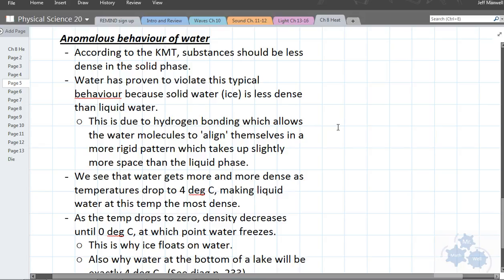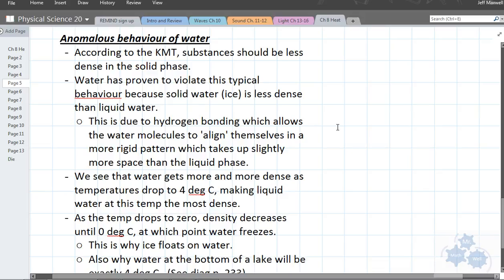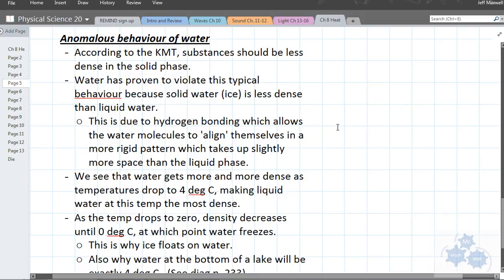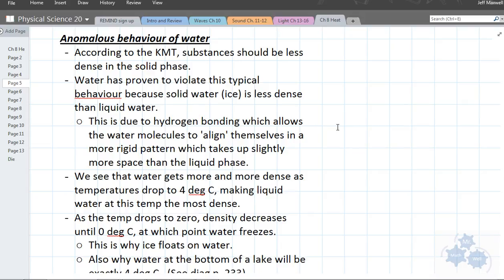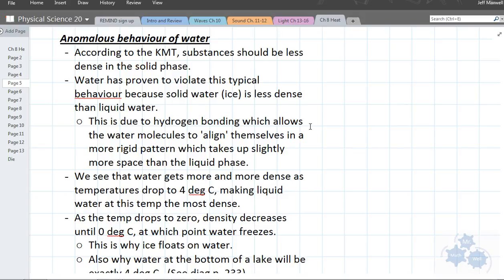We saw the diagrams. As motion decreases, the attractive forces between these particles start to take over a little bit, and they come closer together and start to pack densely in the solid form. With water, we talked about this last class, that water arranges itself in a special way using hydrogen bonding, to align the water molecules in such a way that the solid form is a little bit less dense than the liquid. The molecules take up more space in the solid form because of how they're arranged.